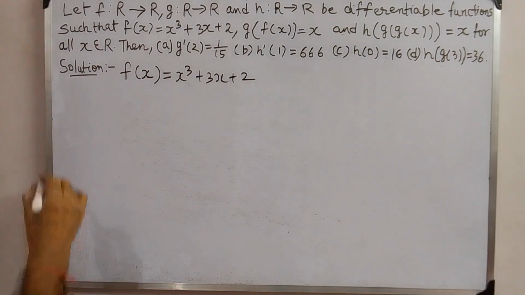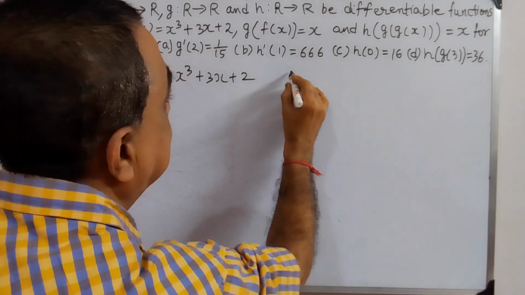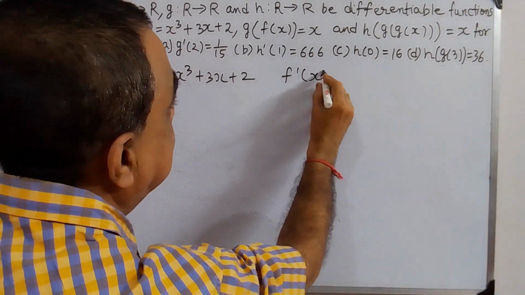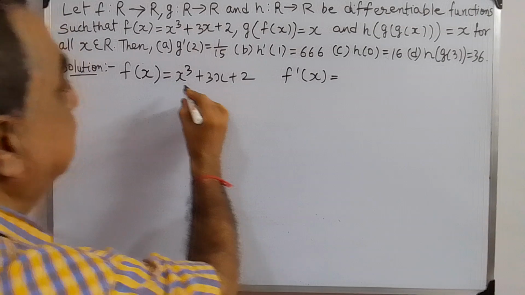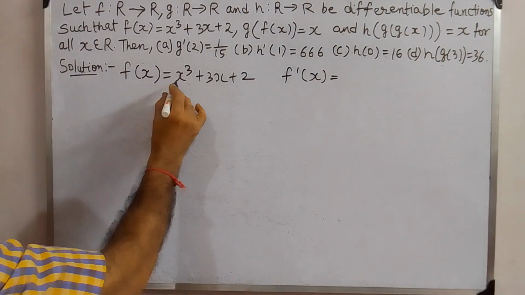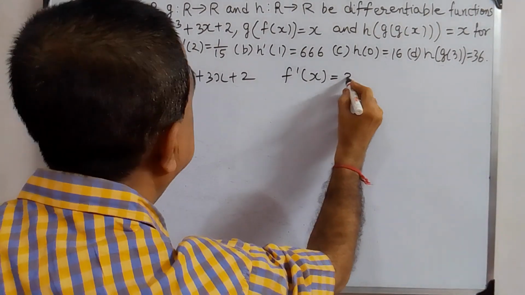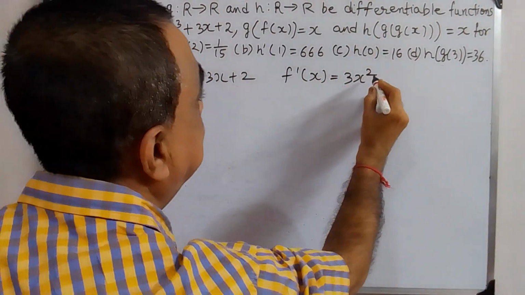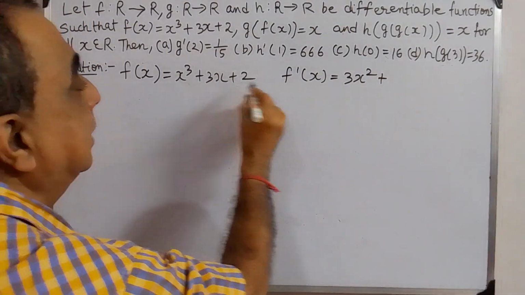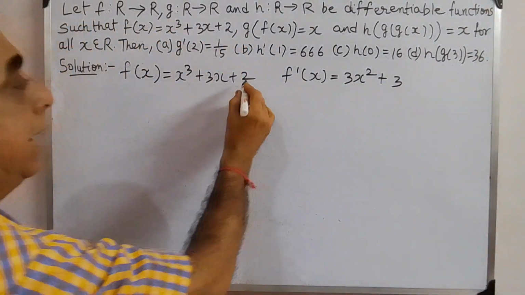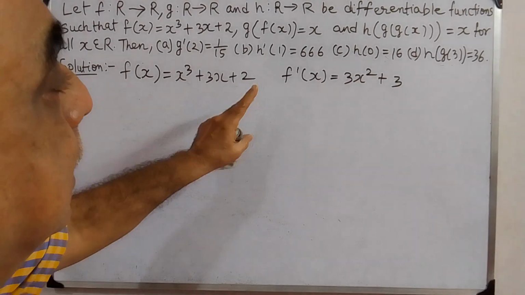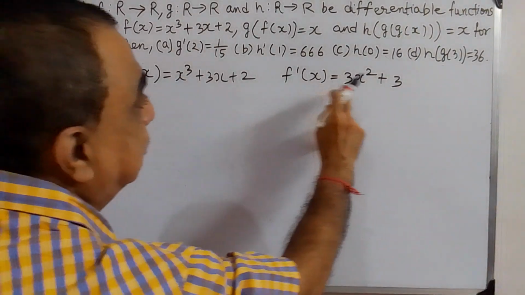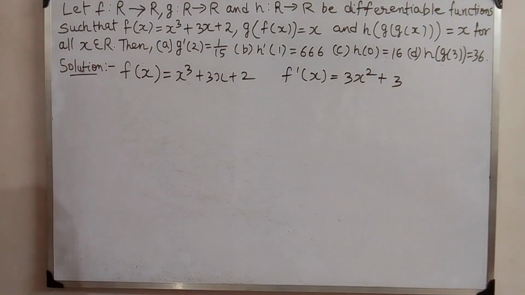Now what will we get if I differentiate f(x)? The differentiation of f(x): 3 will come down, it will be 3x squared and the power of x will decrease by 1, so it will be 2. And 3x differentiation will be 3, and the 2 is a constant, so its differentiation will be 0. So f dash x will be 3x squared plus 3.